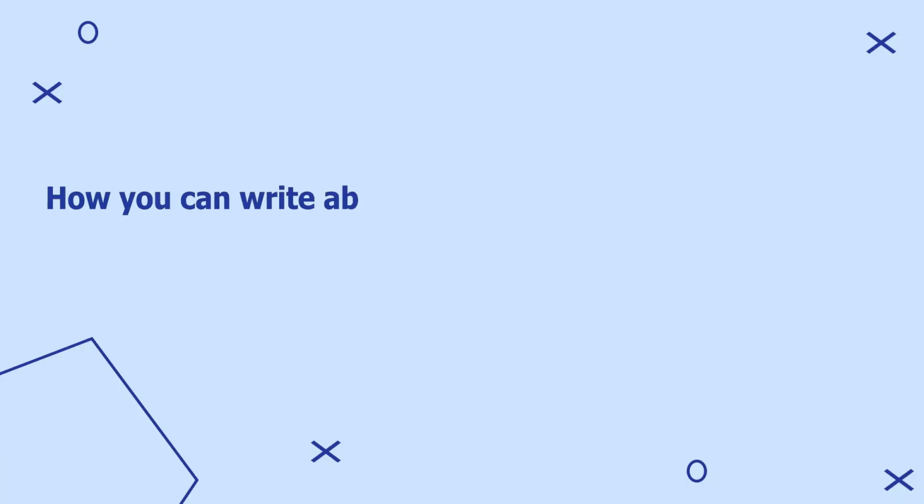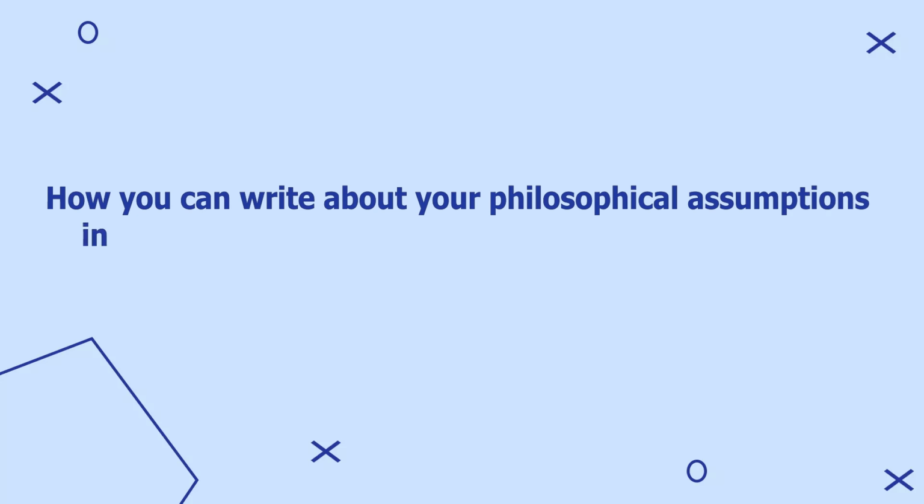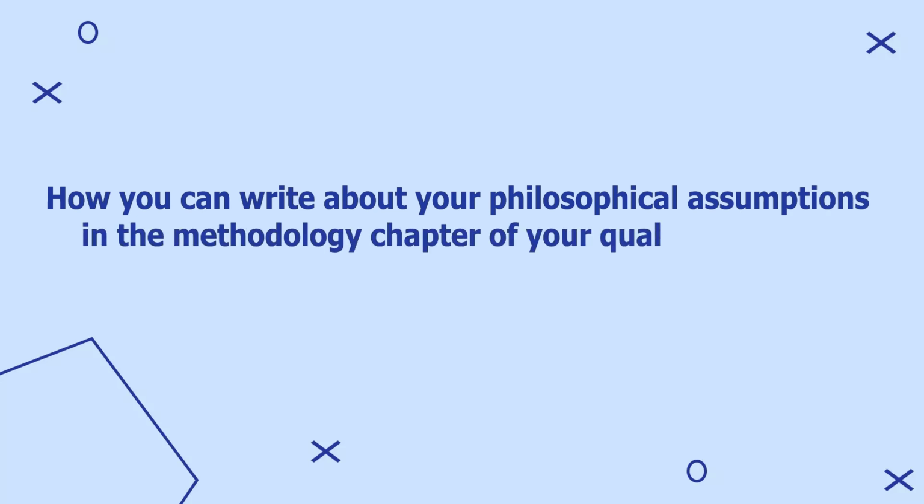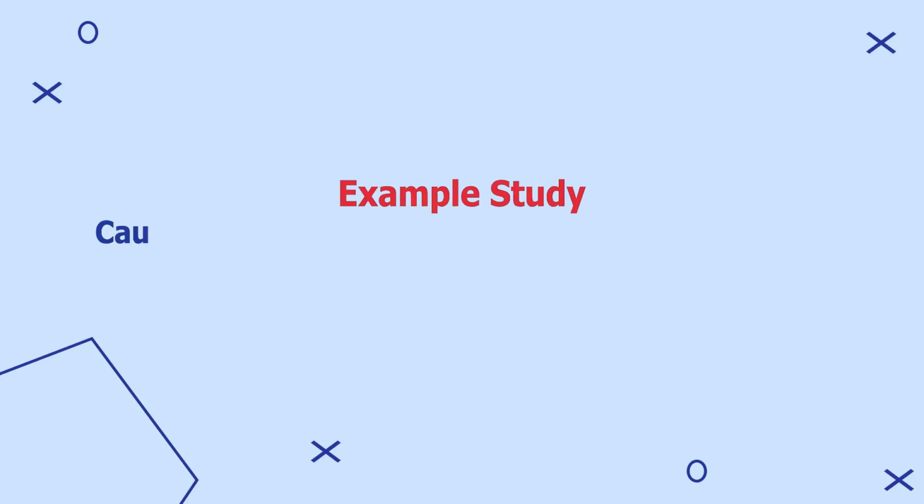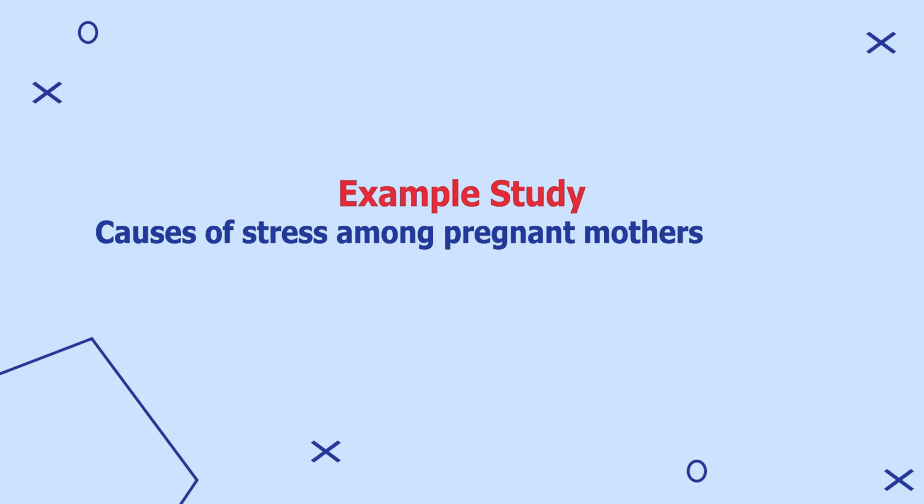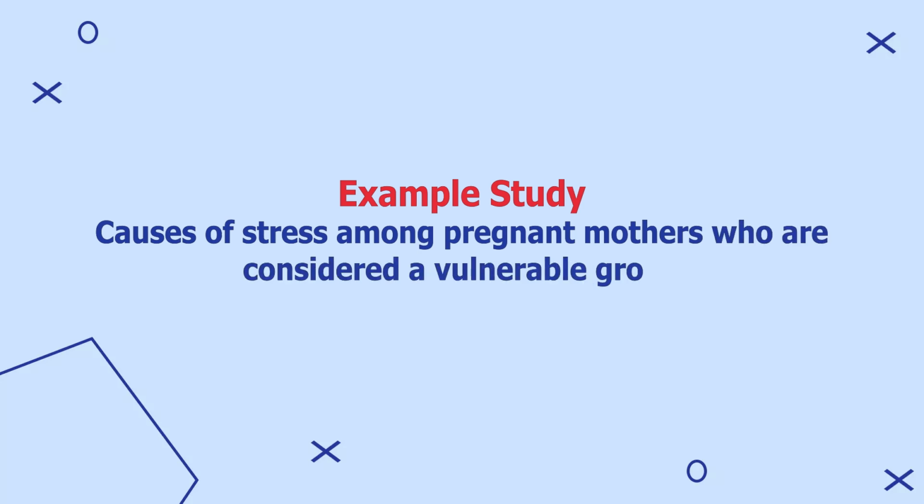Now, let's look at an example of how to write about philosophical assumptions in the methodology chapter of a qualitative study. Let's say we are conducting a study of the causes of stress among pregnant mothers who are considered a vulnerable group. For such a study, we would want to adopt the socio-constructivism or interpretive framework. Having adopted such an interpretive framework, here is how we would write about our philosophical assumptions.